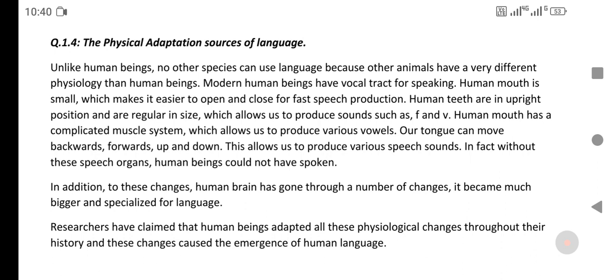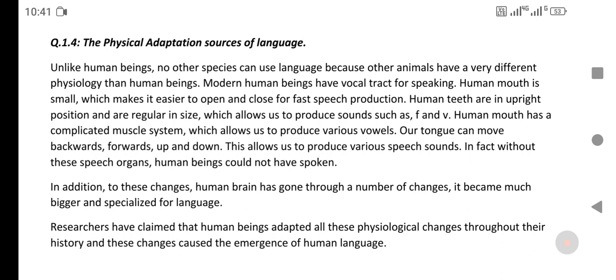Today I am going to tell you about the physical adaptation sources of language, which are the basic and major sources of physical adaptation and using the language. As we know, the larynx, pharynx, tongue, mouth, teeth, alveolar ridge, etc. We discuss it shortly. Unlike human beings, no other species can use language because other animals have a very different physiology than human beings.